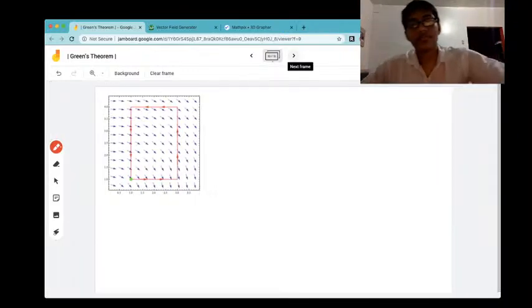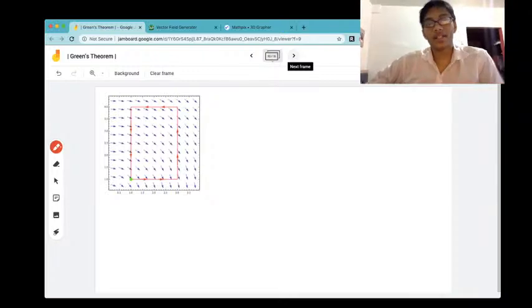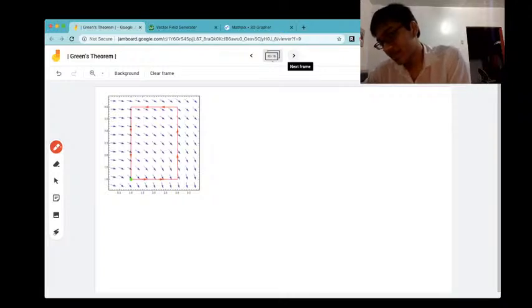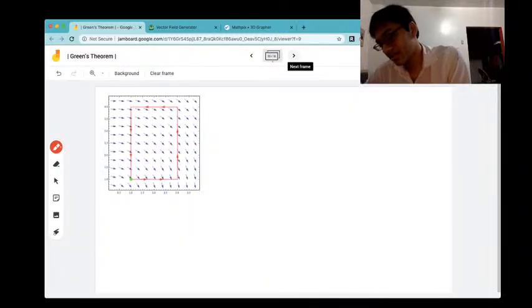Next slide, we're going to compute the work done by the vector field on the top path. What do I mean by the top path? Well, how did I highlight it previously? I used the color red. So now we're focusing up top, right here.